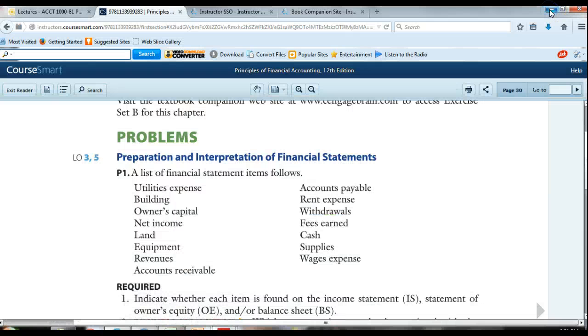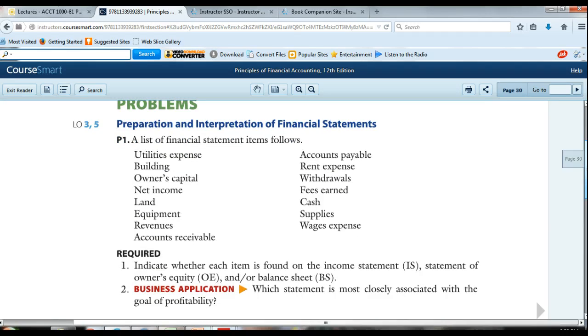Now we go to problem 1. Problem 1 is a list of financial statement items are below. Our job is to indicate whether each item is found on the income statement, on the statement of owner's equity, or on the balance sheet. Okay?